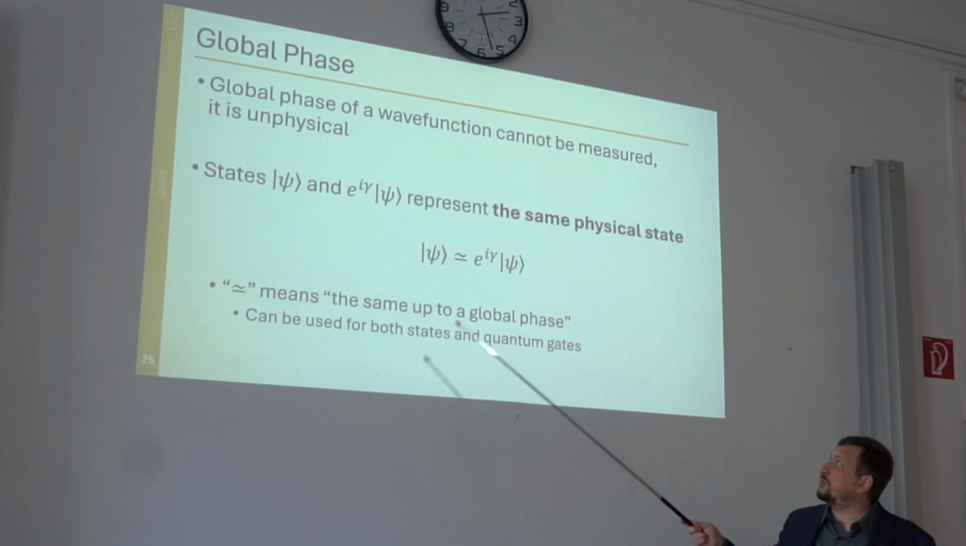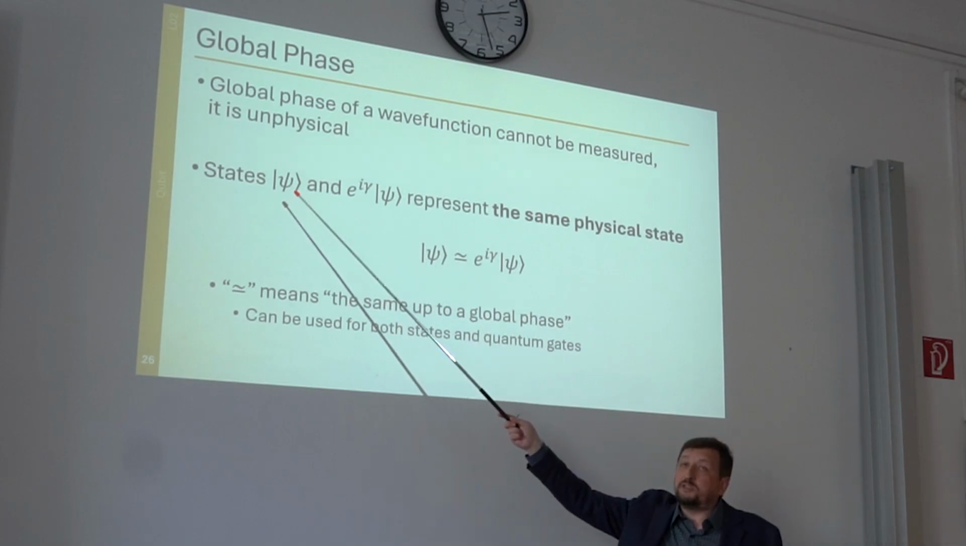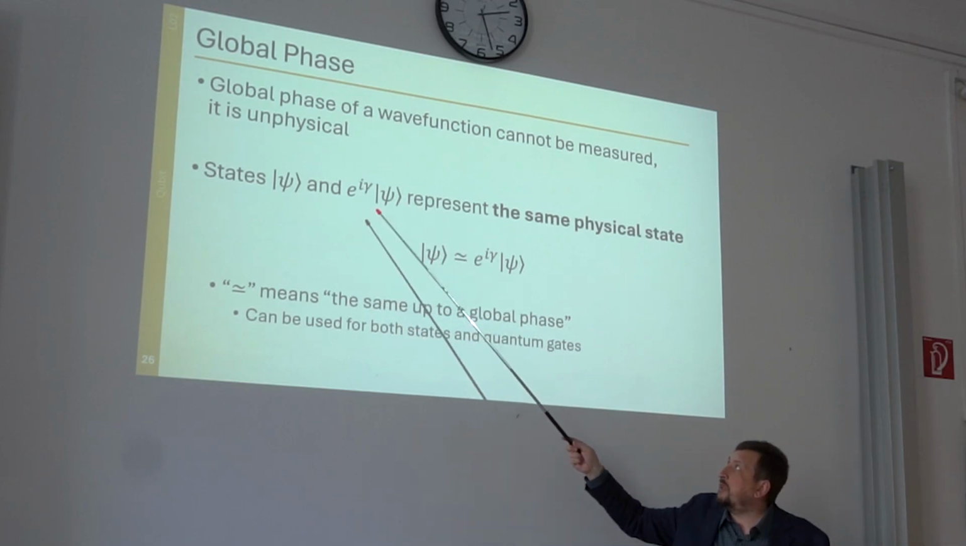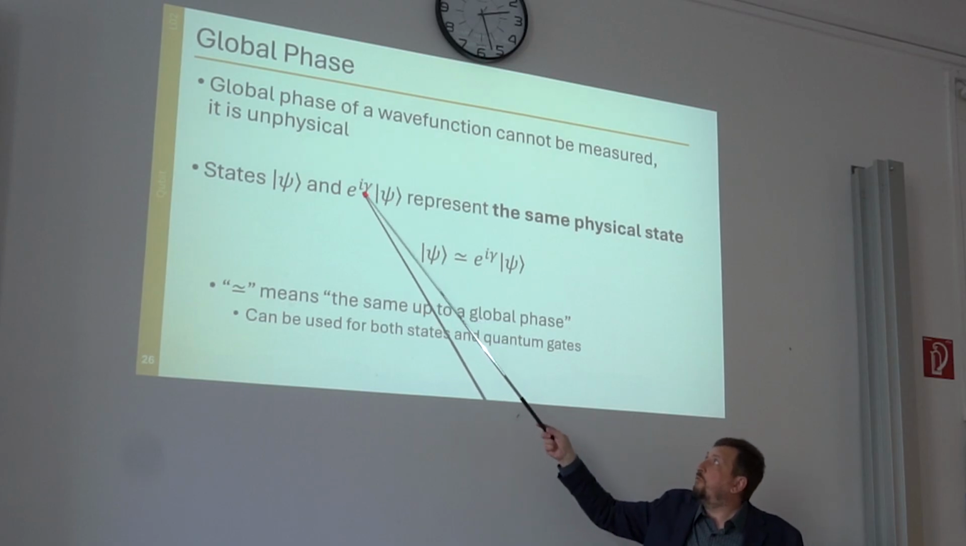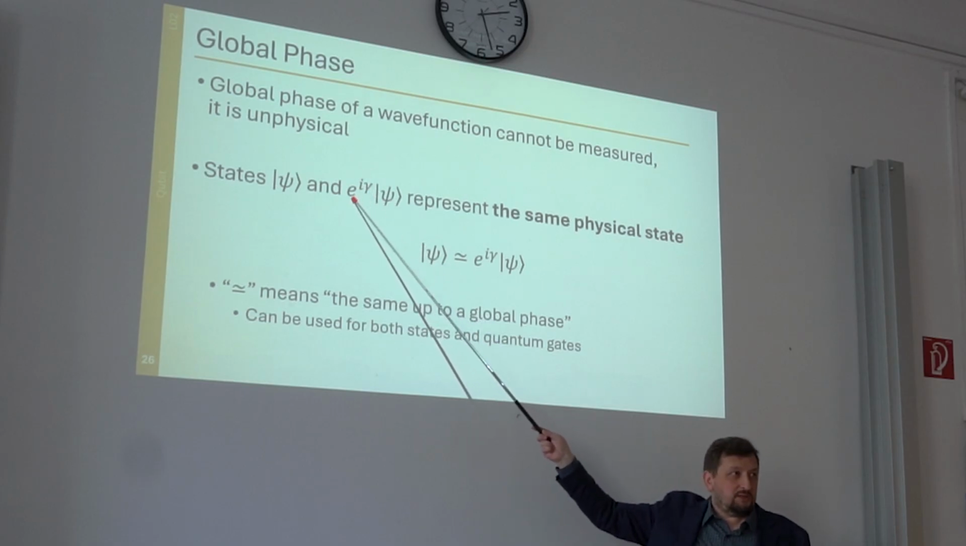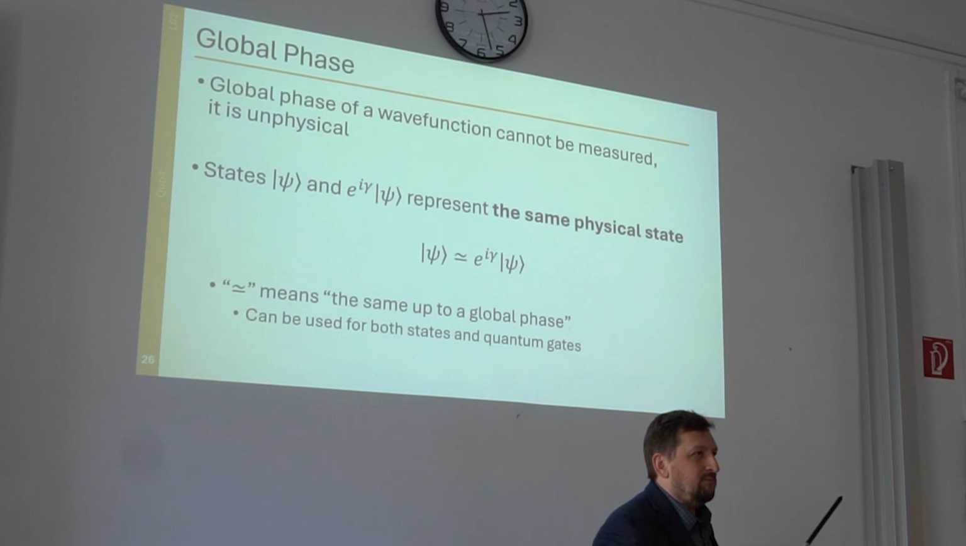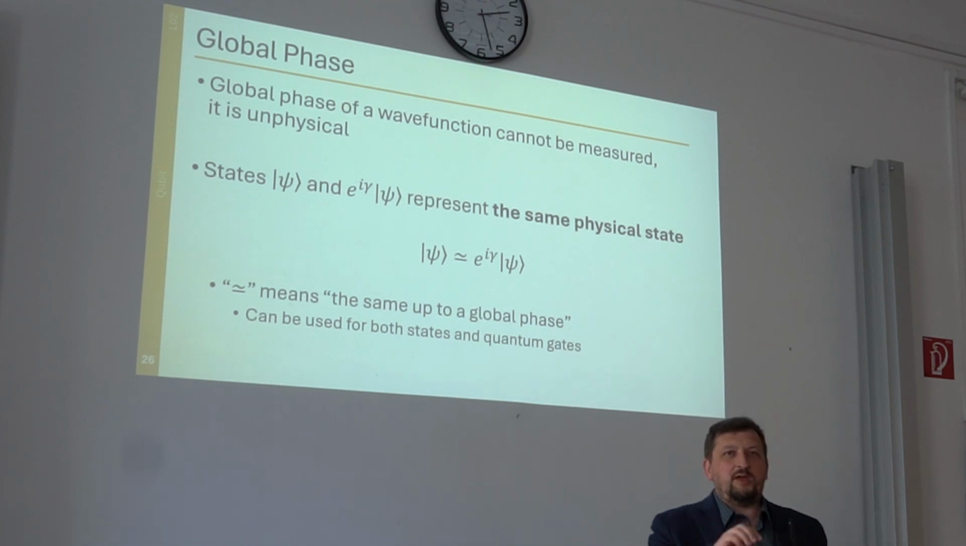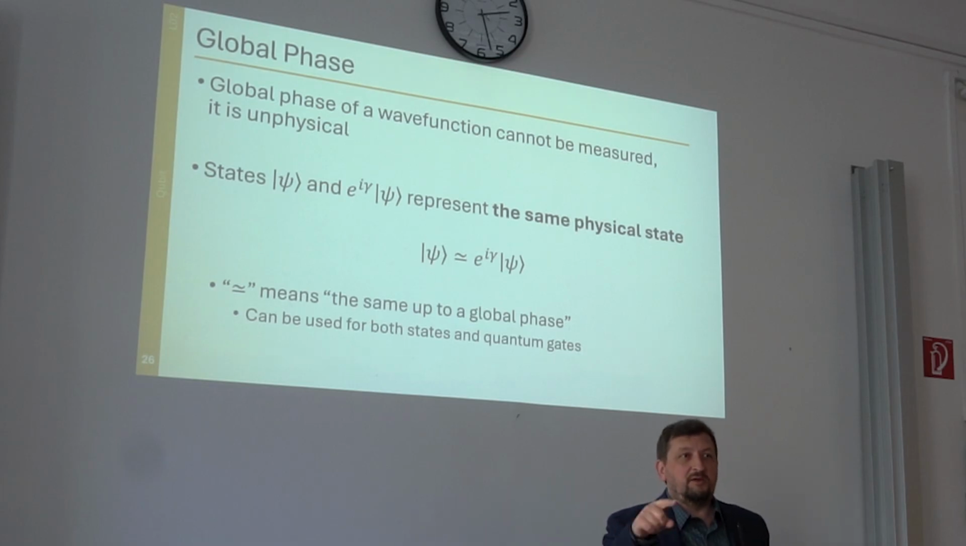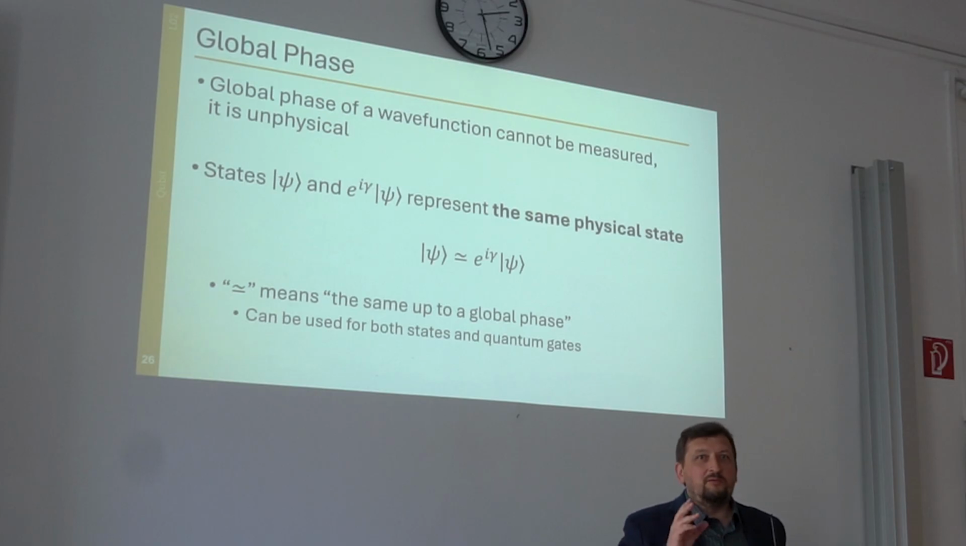So if we have wave function psi, the state of some system, and the same state with a different phase, we cannot measure this phase. And it's actually not a very good term, that we cannot measure it, because if I say we cannot measure it, I kind of imply that it exists, but we just don't know how to measure it, right? But we don't have any reason to believe that this global phase exists in reality.